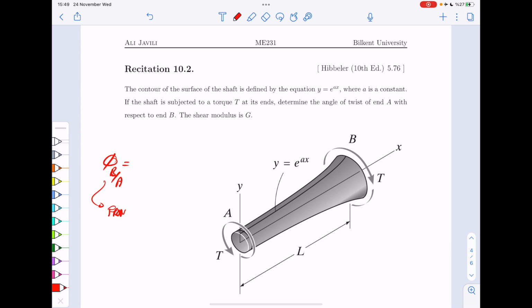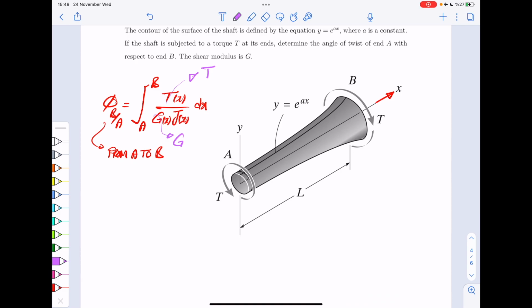Again, remember, it's from A to B because x is directed from A to B, and that gives you phi of B with respect to A. That would be the integral from A to B of T as a function of x divided by G as a function of x, J as a function of x, dx. So in this particular example, T is not a function of x. In fact, T is just constant, it's T. G is also constant, it's just G. Only J is a function of x.